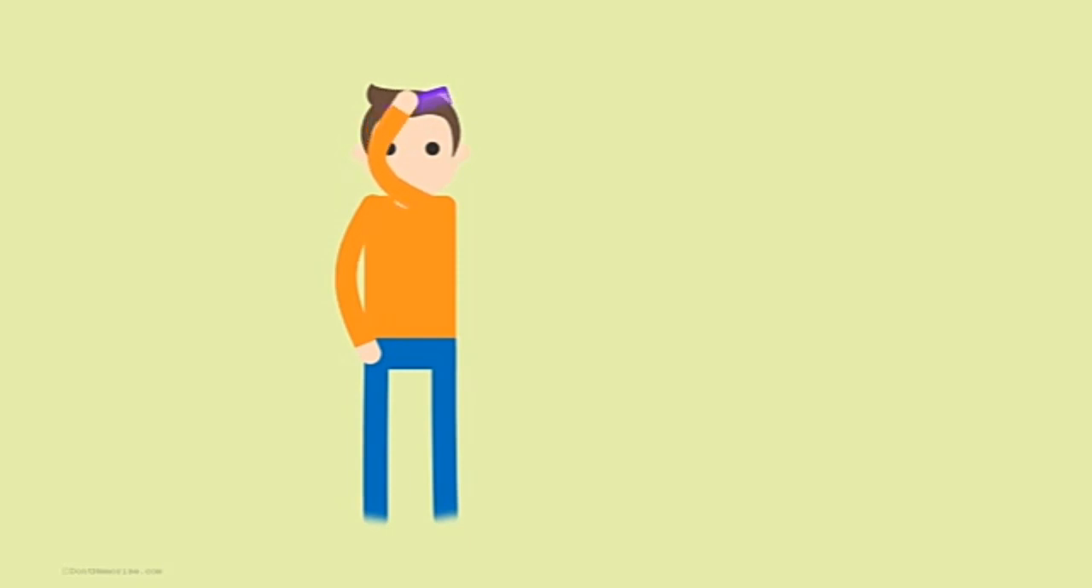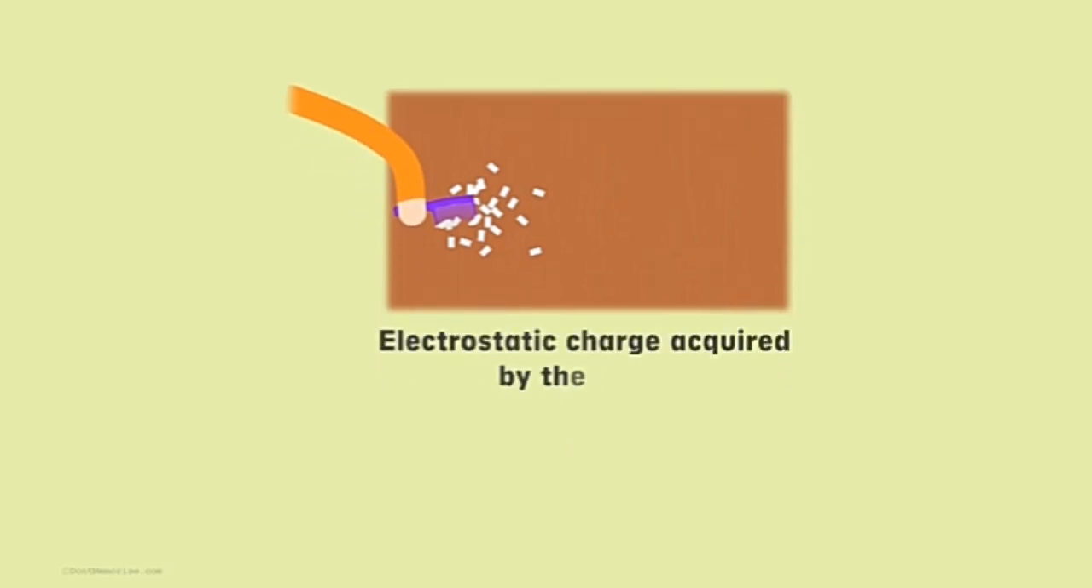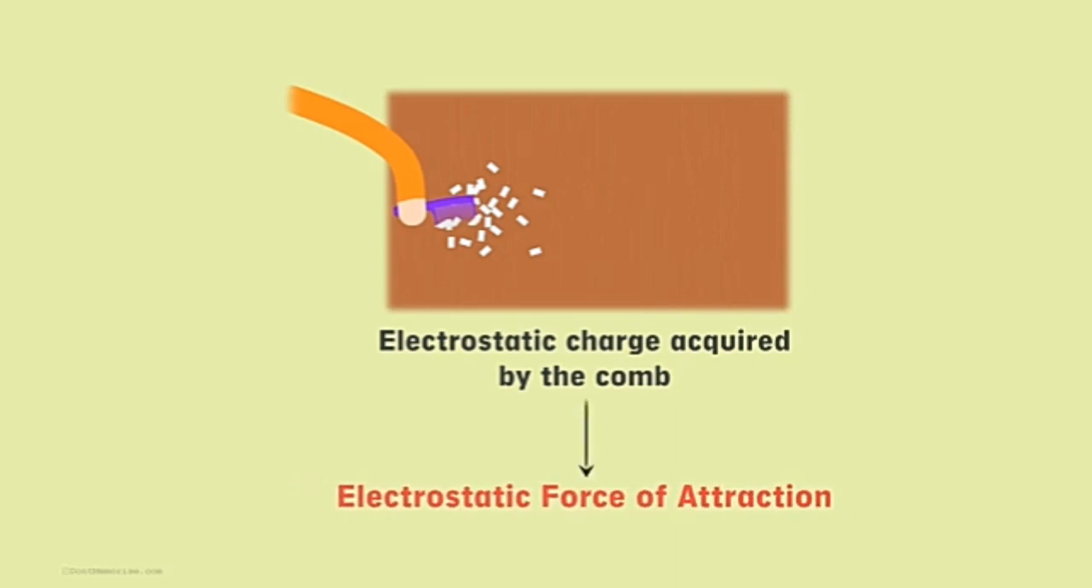In daily routine, you might have observed that when you comb your hair with a comb and bring the comb near pieces of paper, the pieces of paper are attracted. Why is it so? It is due to the electrostatic force of attraction between the charged comb and the uncharged paper pieces. So this is electrostatic force of attraction, which is a non-contact force.